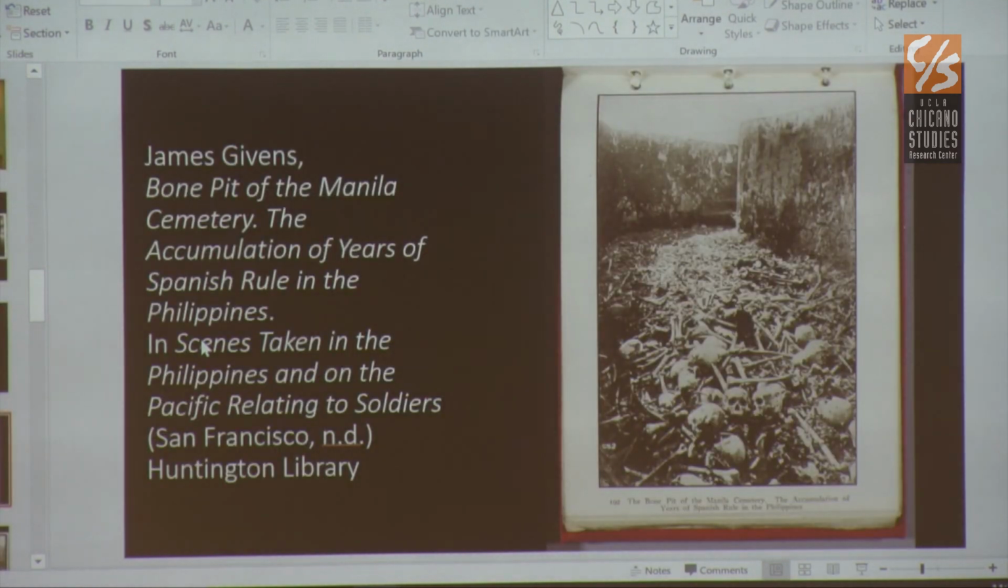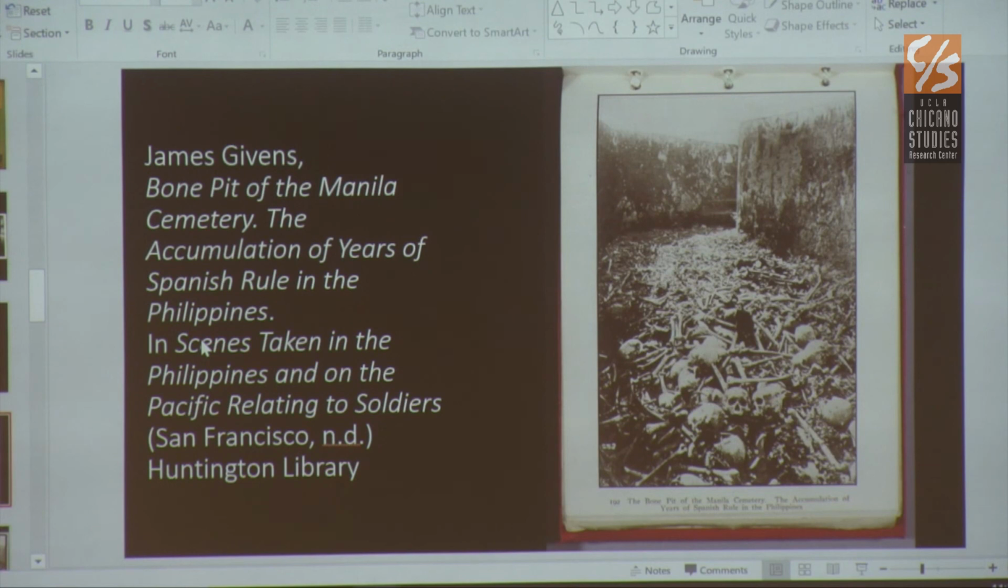Another example would be the post photographer of the Presidio in San Francisco, James Givens, who also went to the Philippines and took a number of photographs at this time. So we see then there's kind of a role that was played by military personnel in what we might think of as art practices.